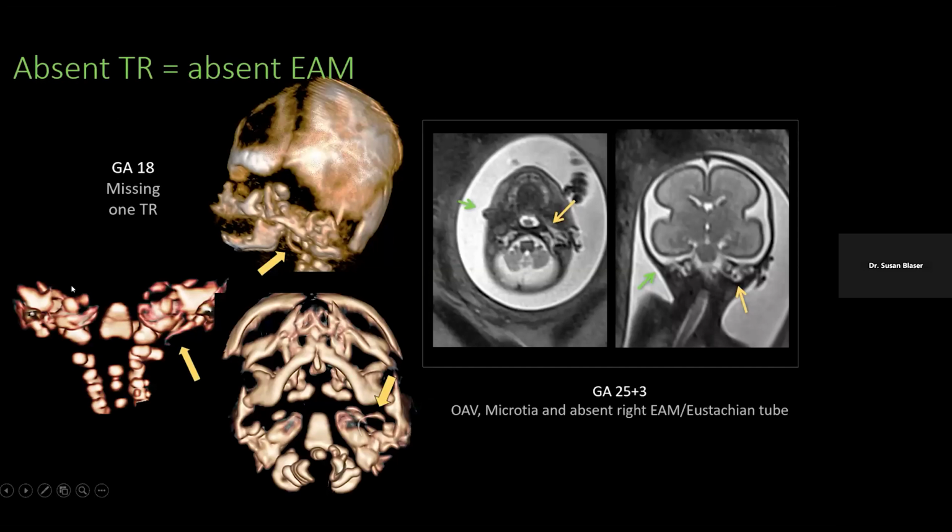So let's go and see that tympanic ring again. So here's an 18-week fetal specimen, and you can see on the sagittal view, there's your tympanic ring on one side. Here it is on the other. There's some vertebral anomalies as well. Don't see it on one side. And here you can see it on the axial view on one side, but not on the other. Here's another fetus. This one is now 25 plus 3. They happen to have Goldenhar syndrome, so OAV, microtia, and an absent right external auditory meatus and eustachian tube.